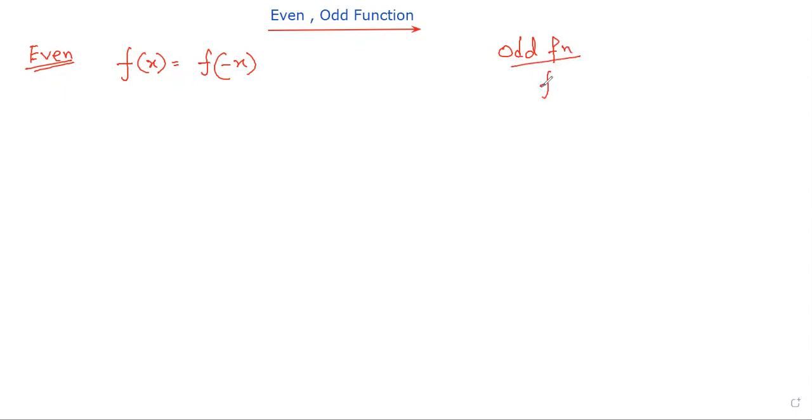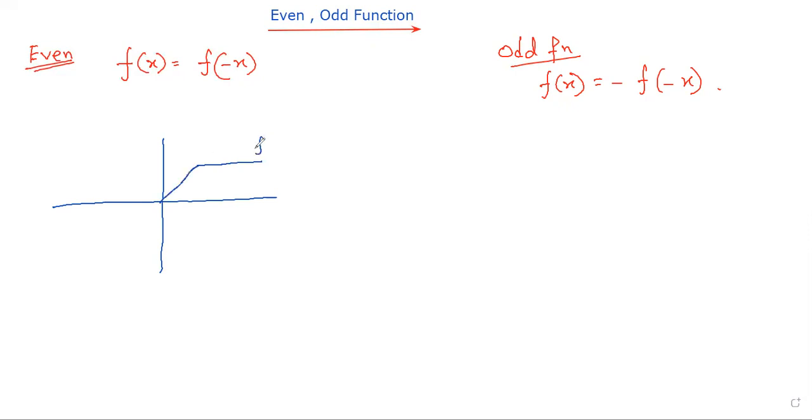And if I want the odd function, then f of x is equal to minus f of minus x. This way, even function and odd function are the two things I will be able to find. Now, let us get the idea in graph format. In a graph, let's say a function f(x) is shown like that. Let this be our f(x).